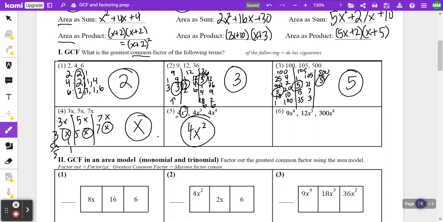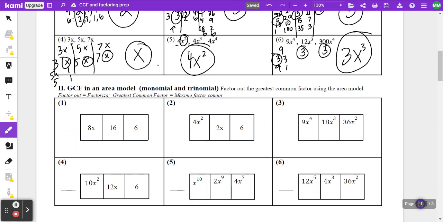Here, I know the greatest common factor will include x cubed because that's the biggest exponent that goes into all 3 of these. Let's check for numbers. Let's see. 9 could be 3, 3, 9, and 1. 12 has a 3 in it, but not a 9 in it. 3 is going to be the biggest thing on each list. And the answer is 3x cubed.